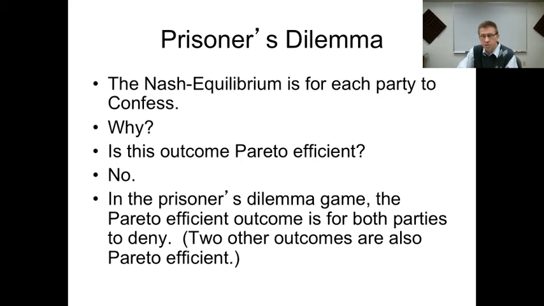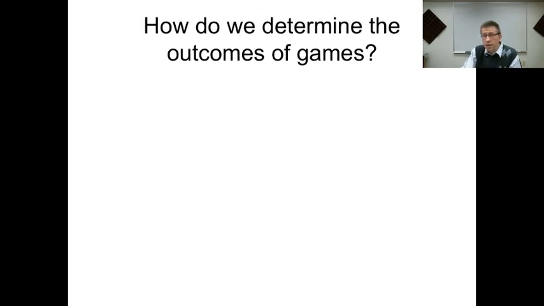So the prisoner's dilemma game, you can start to see why we call it a prisoner's dilemma. If they both denied, they're both better off. But they both actually have an incentive to confess. So they have a dilemma. What's better off for the individual here is not better off for them as a whole. So how do we determine the outcome of the games in general?